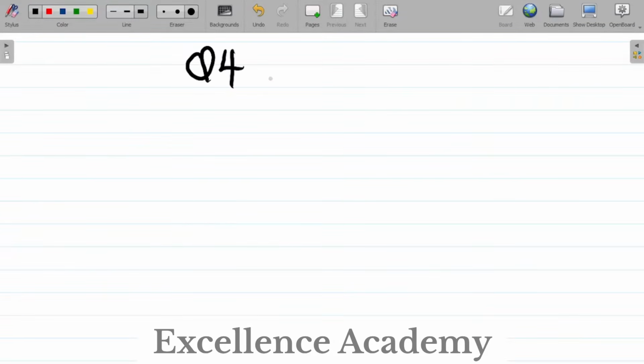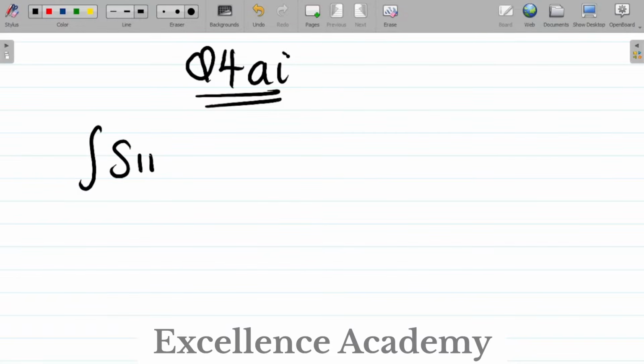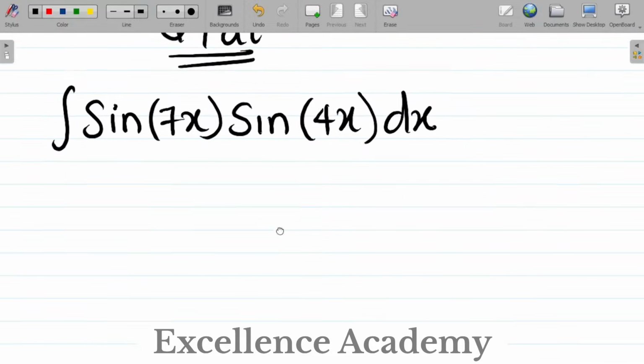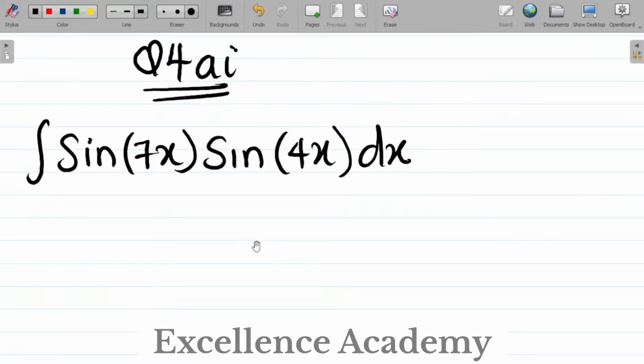Question 4ai. So we are asked to evaluate the integral of sine 7x sine 4x dx. Now, for questions of this format, you will need a bit of integral substitution or trigonometric substitution.